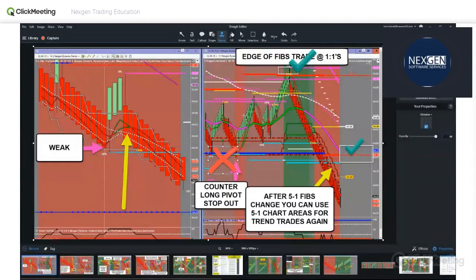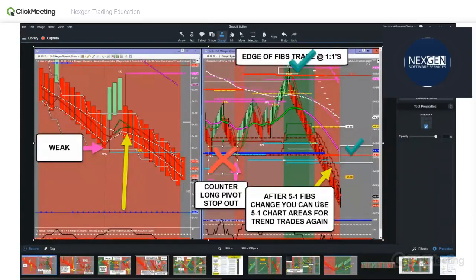And it's not that it'll never go down again. You understand? So you're not going to do 5-1 trend trades, because 5-1 trend trades don't work, but bigger pullbacks work. And because the fib didn't change color. And then when the fib does change color on the small chart, we can do trend trades on the small chart again.